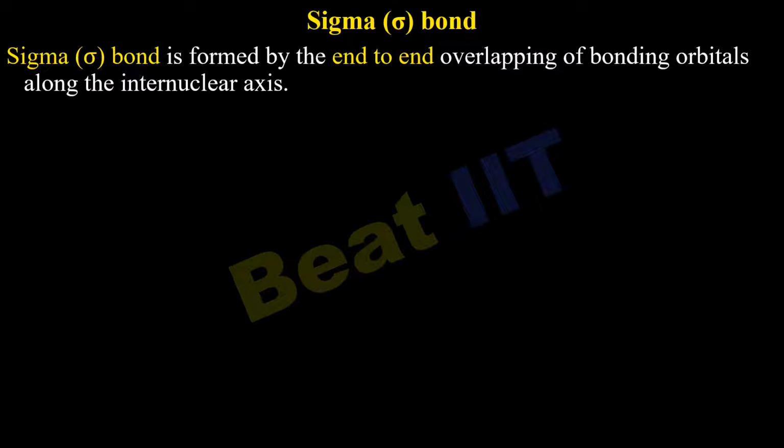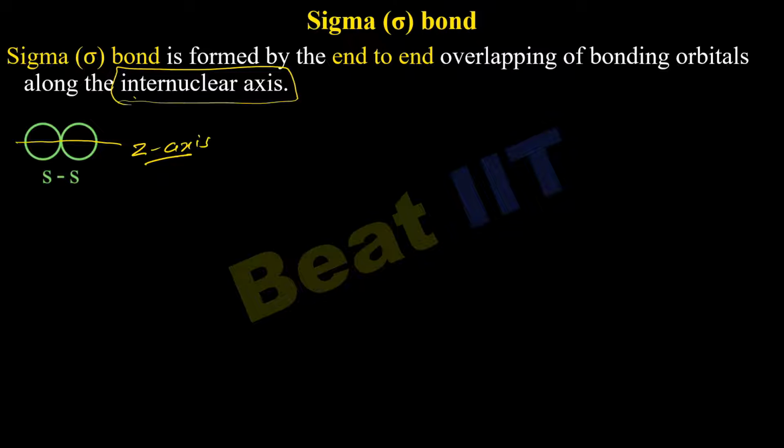First, sigma bond. Sigma bond is formed by end-to-end overlapping, means two ends of the orbitals overlap along the internuclear axis. This is a very important point, along the internuclear axis only. So how can it look? It can be s and s orbital. The internuclear axis here is like this, and the axis in chemistry, this horizontal axis, is z-axis.